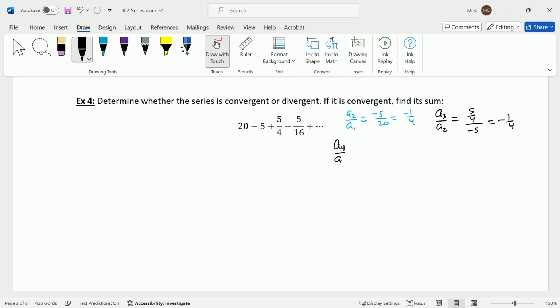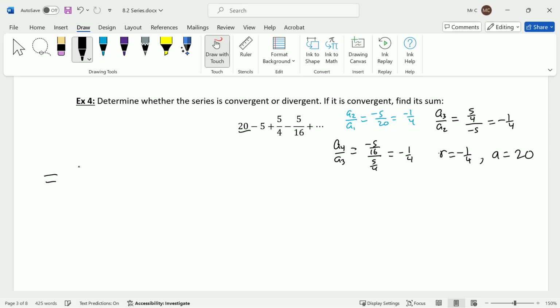a4 divided by a3. That's negative 5 over 16 over 5 fourths. And that also simplifies to negative 1/4. So that tells you that this is geometric. It also tells you r is negative 1/4. And we know what a is because a is the first term of the geometric series. And the first term here is 20.